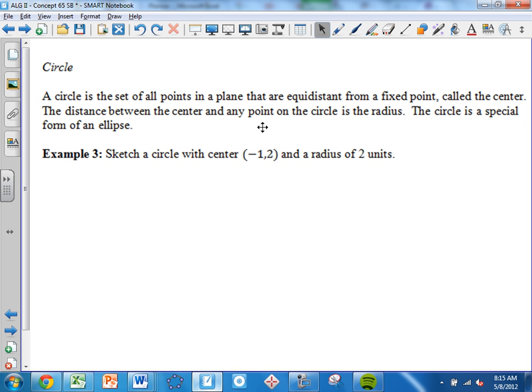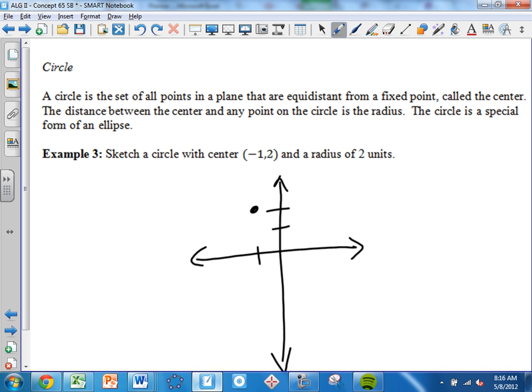So, we got a circle. The circle at the center. The center is -1, 2. So I go -1, 2. There's the center. Now, you know how to do this because we did it last year. No matter what teacher you had, you graph circles for sure. So, how do you graph the circle? What are our steps here? Radius. Okay, look at the radius.